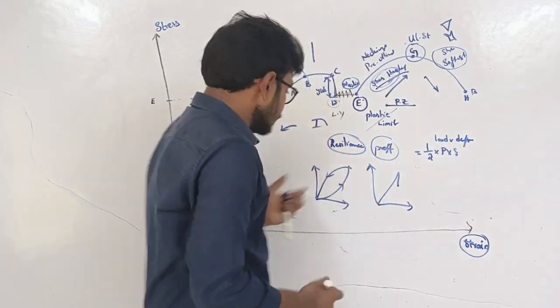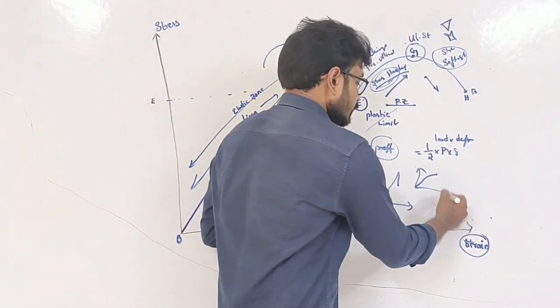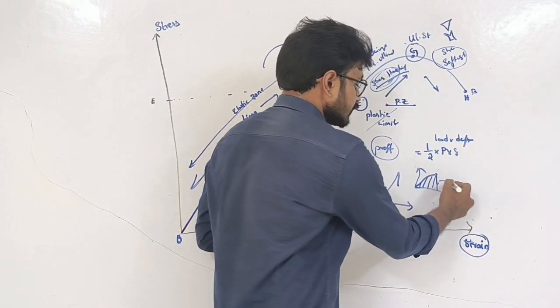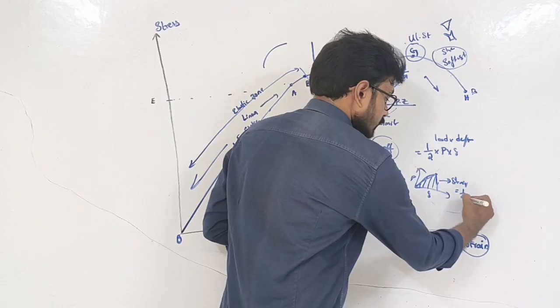So we obtain it from the stress strain curve diagram. If you draw a stress strain curve for a brittle material, the area covered under the stress strain curve diagram is nothing but strain energy. That is the work done. Here the load, here the delta. So it will look like a triangle. The work done will be the area of this diagram.